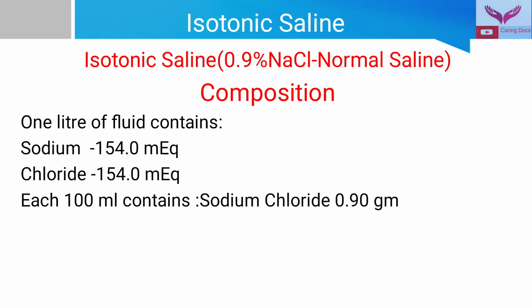Dear friends, isotonic saline, that is 0.9% sodium chloride, that is normal saline. Its composition is: 1 liter of the fluid contains 154 milliequivalent of sodium and 154 milliequivalent of chloride. So each 100 ml of fluid contains sodium chloride as 0.9 grams.